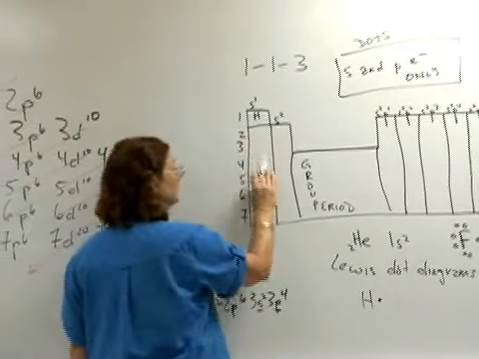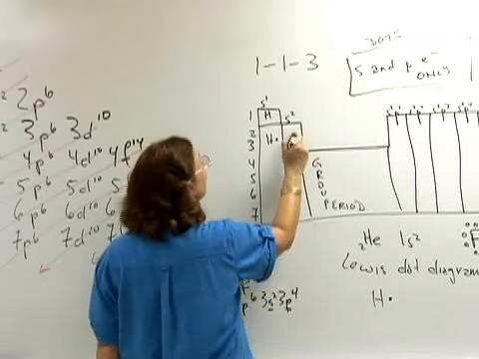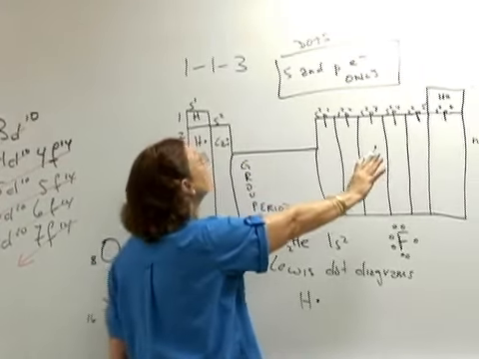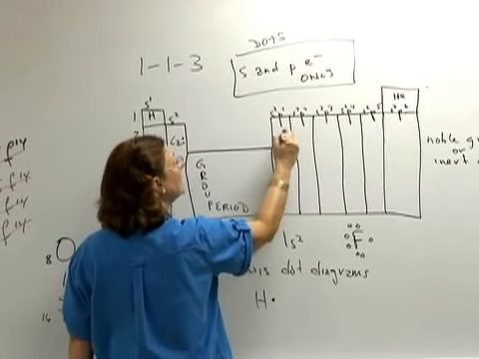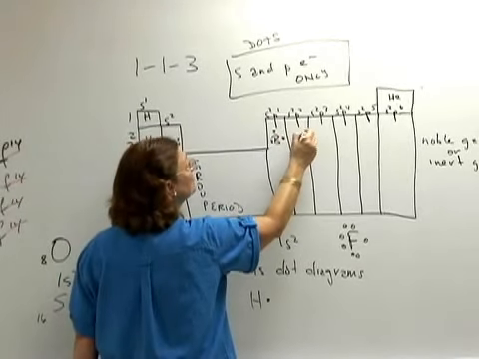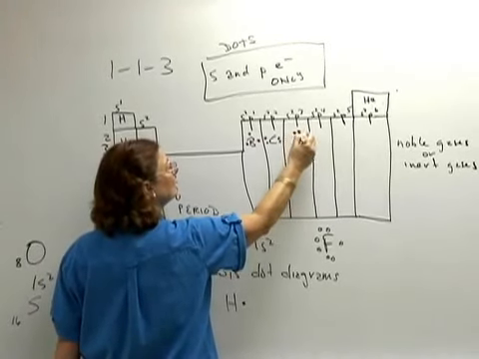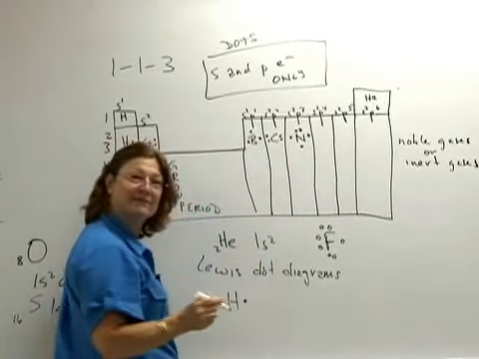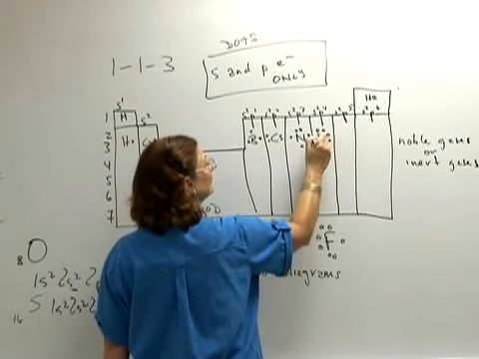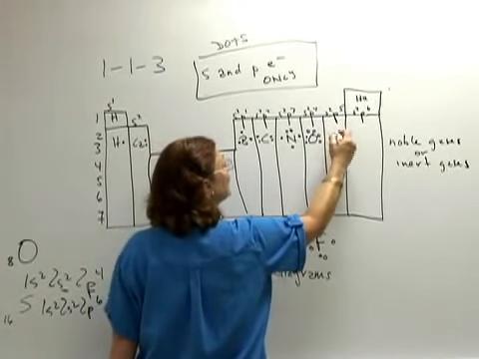And therefore everything in this first column will have 1 dot. Everything in the second column will have 2 dots. Then we skip over to this area here, and boron will have 3 dots. And then we have carbon, which has 4 dots. And nitrogen has 5 dots. 2 plus 3 is 5. And then we have oxygen, which has 6 dots. s2 p4 is 6 dots. And then fluorine, we said, had 7 dots.